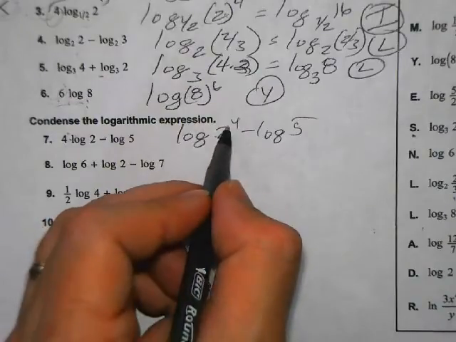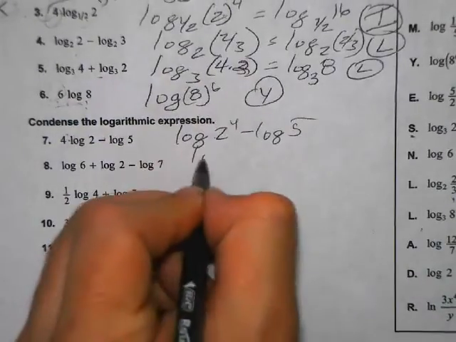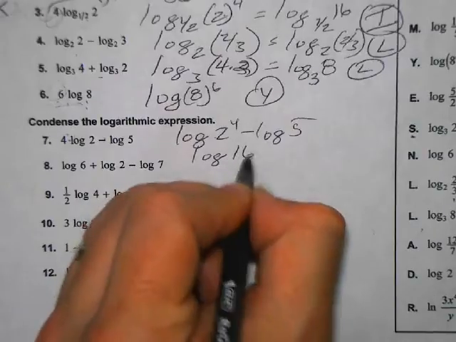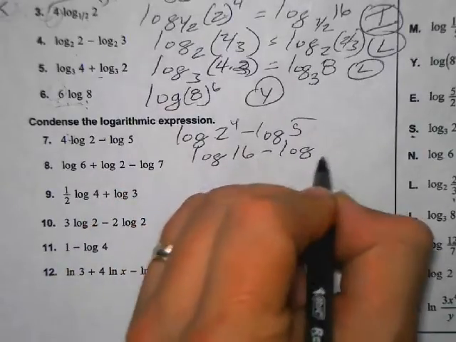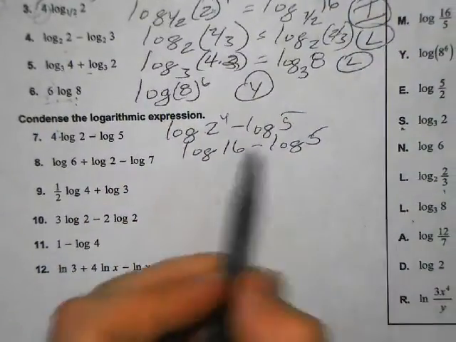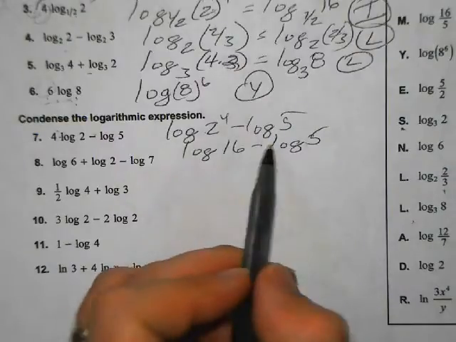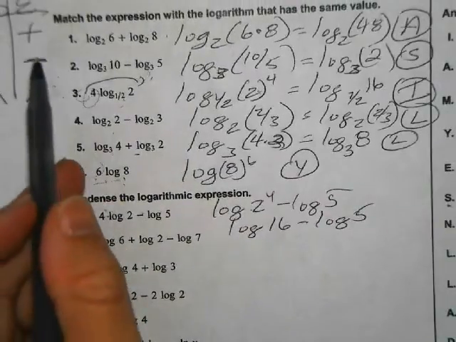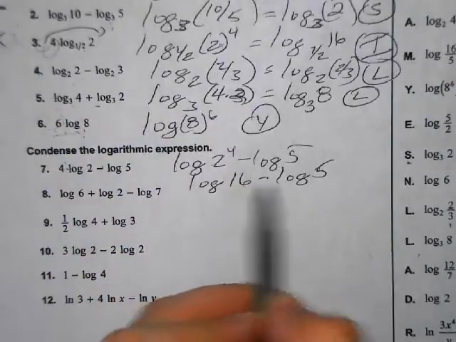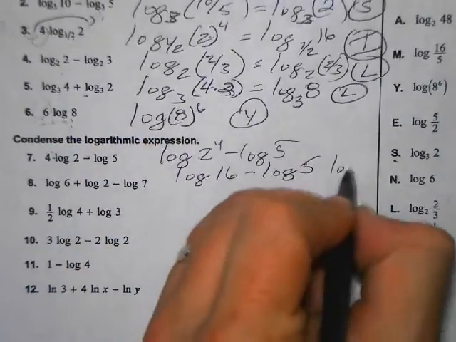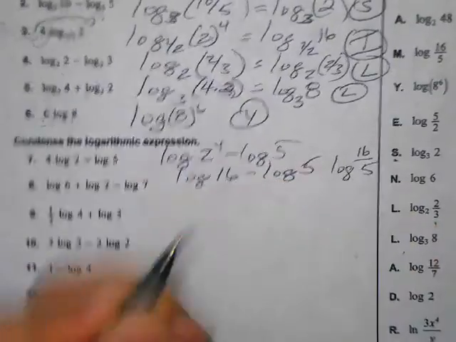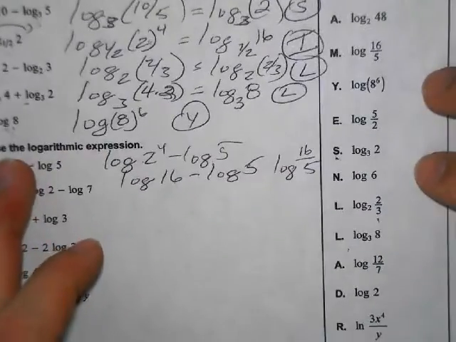Alright, so 2 to the 4 will simplify for me to log in base 10 of 16 minus log in base 10 of 5. When we are subtracting our exponents, it means that we're allowed to divide. So this will be 16 divided by 5. Log in base 10 of 16 divided by 5 is over here, and it matches M.